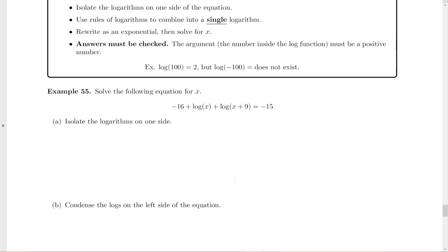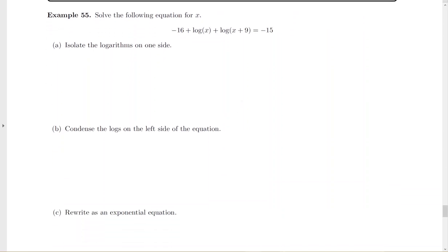So let's try this example here. It goes step by step through the problem. First thing is isolate the logs on one side, numbers on the other. So I'm going to add 16 to both sides. So I end up with log base 10 of x plus log base 10 of x plus 9 equals positive 1.